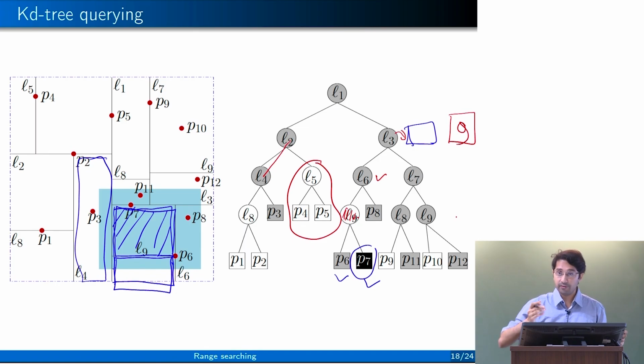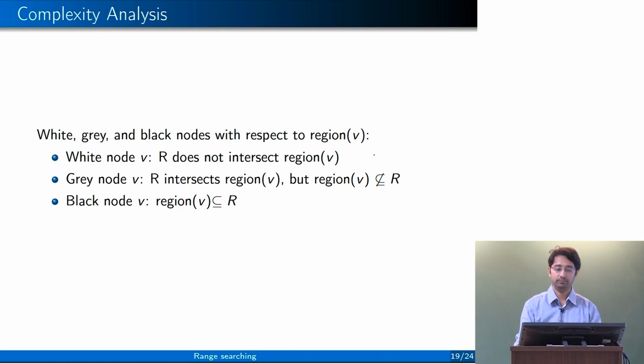If it partially intersects, it becomes grey. I will check whether it intersects my left part or right part. If it intersects both the parts, I will forward the query in both the directions. If it intersects one, I will forward this to only one. White node: the query rectangle does not intersect the region associated with that. Grey node: intersects but does not contain. Black node: completely contains.